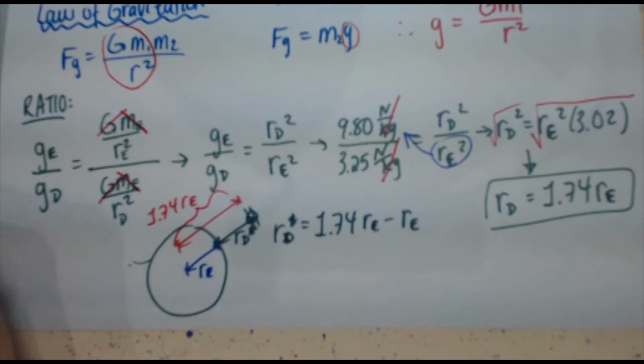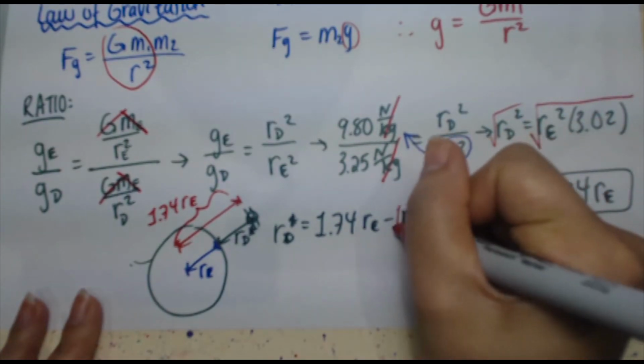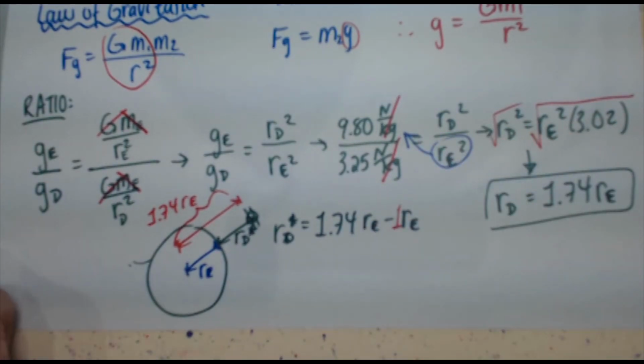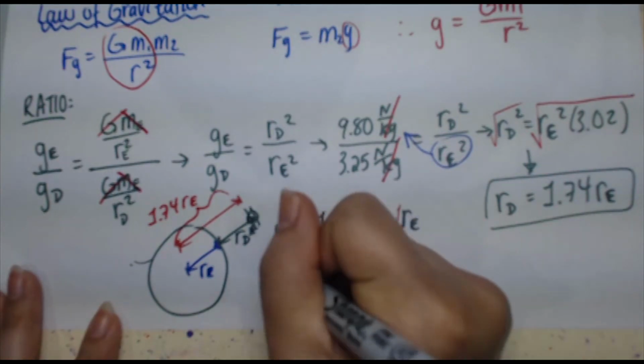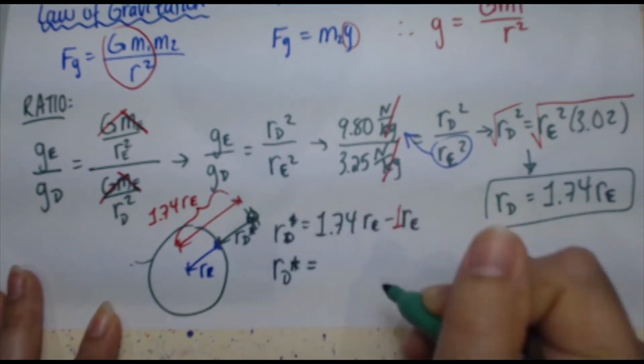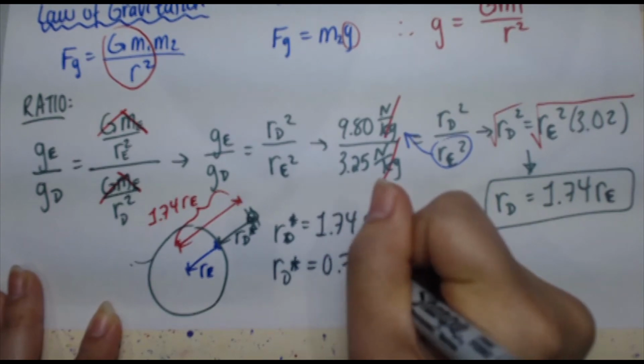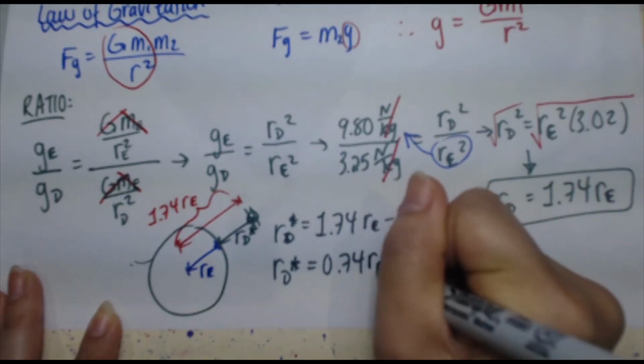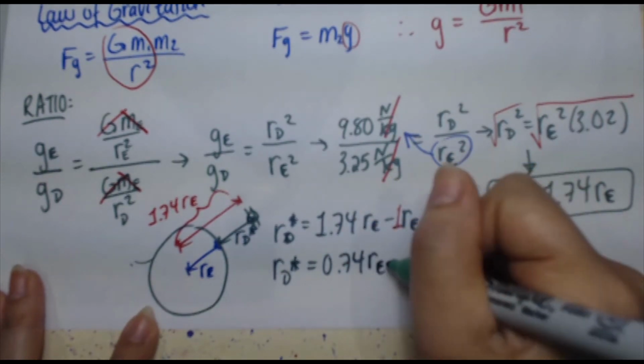And as you would see in mathematics, there's an invisible one here. 1.74 minus 1 is 0.74. So the distance above Earth's surface for the satellite is 0.74 re, or 74% of the radius of the Earth.